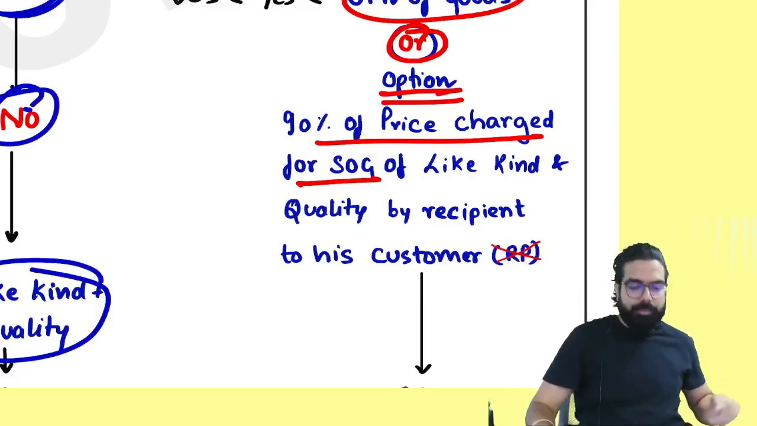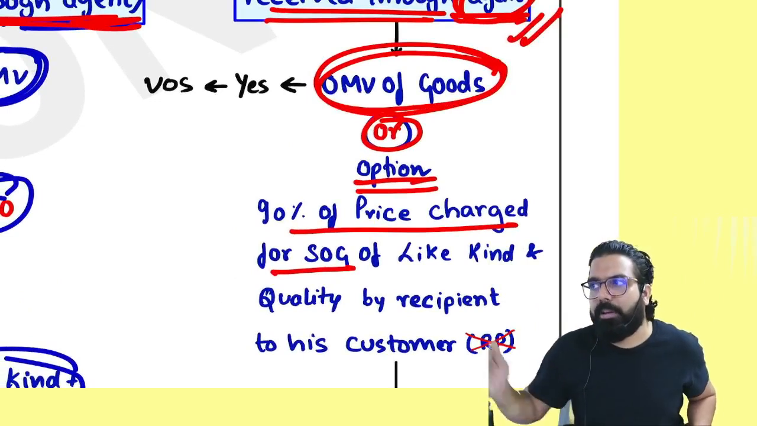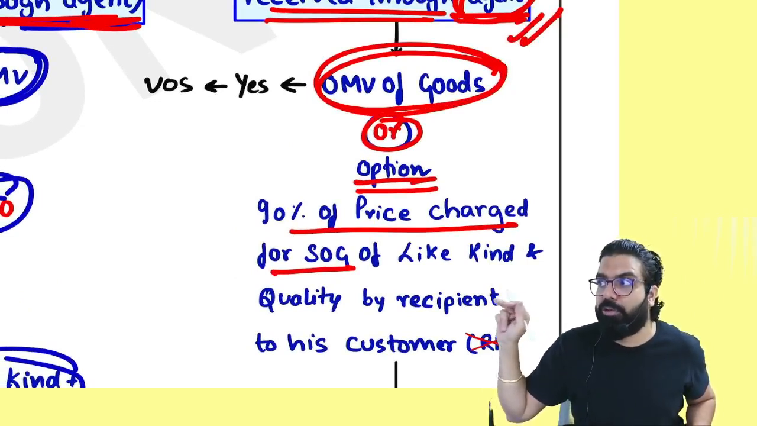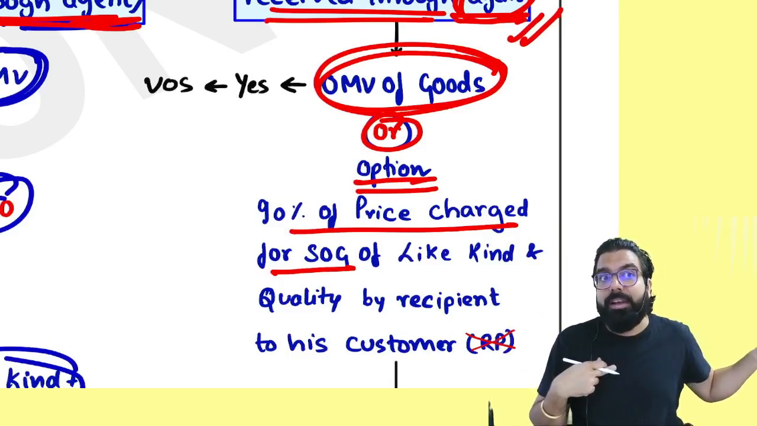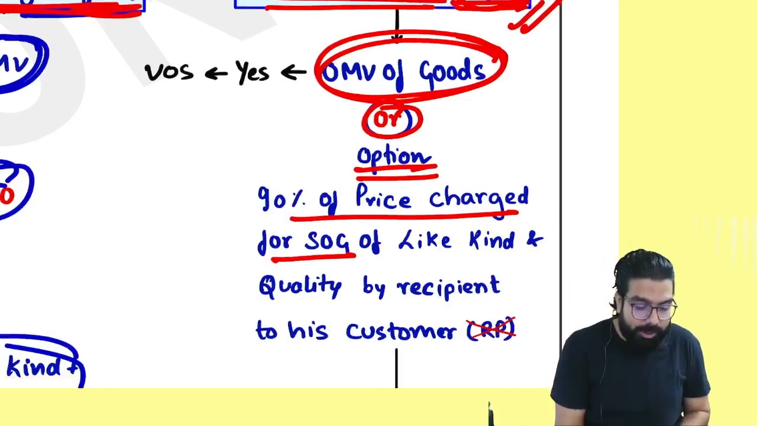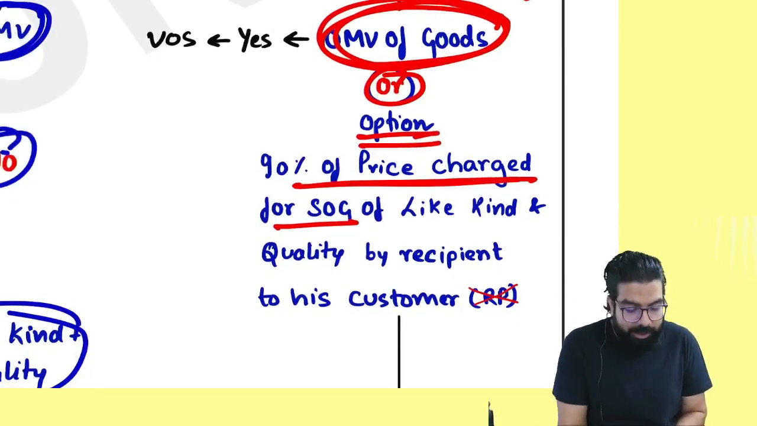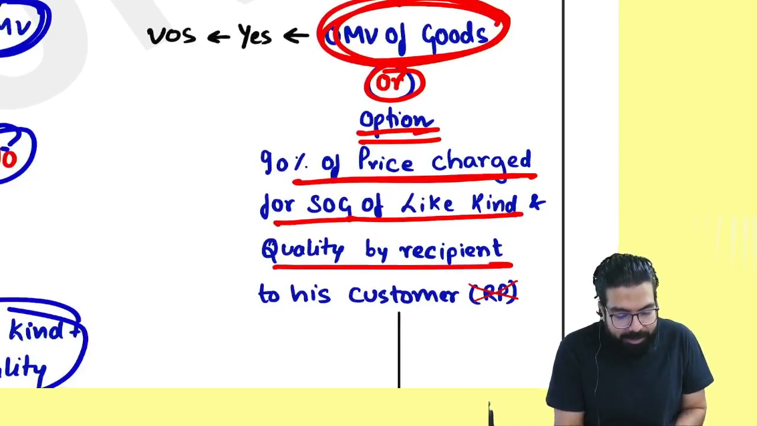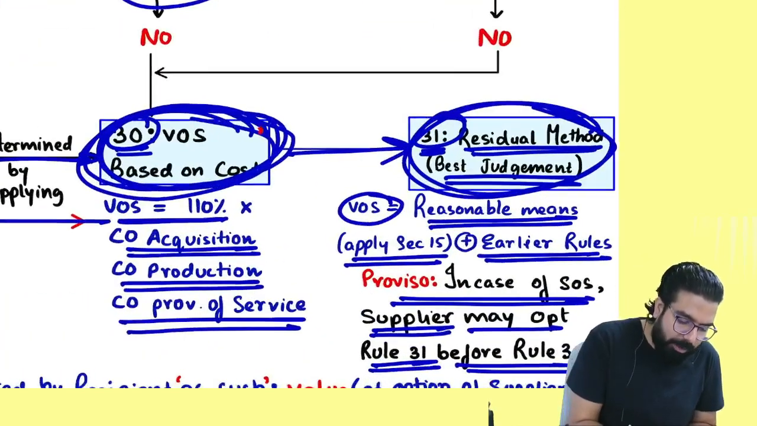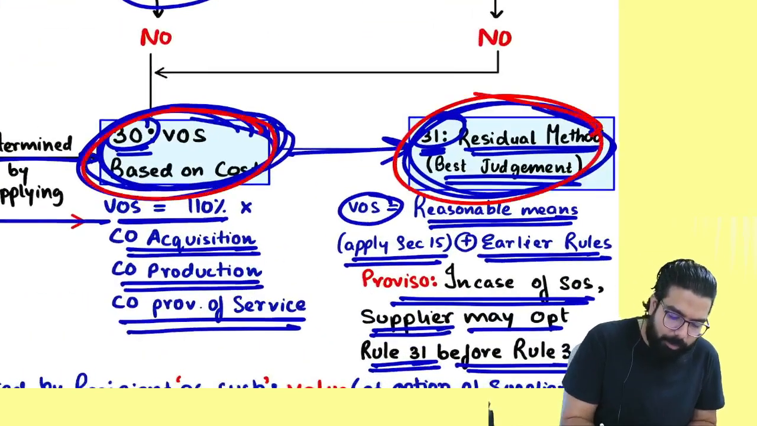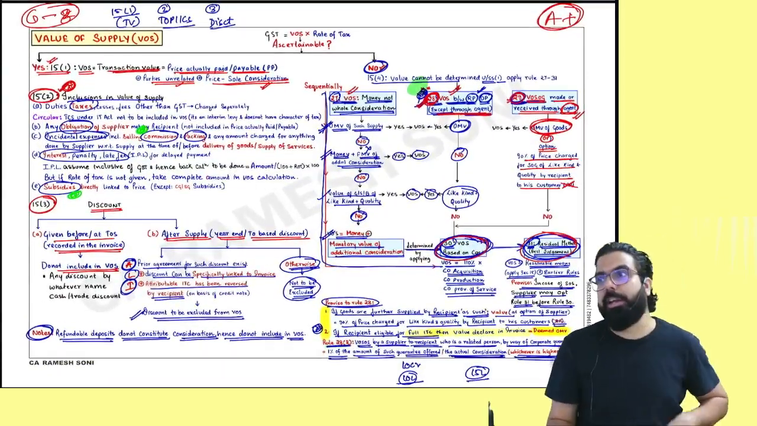It says over here, when the principal supplies to the agent, do you remember? The principal supplying to the agent without consideration is also a supply. Yes, which agent? The agent who issues the invoice in his name. So when the principal supplies to the agent, the value will be what? Open market value, or 90% of the price charged for like kind and quality by the recipient to his customer who is not a related person. If that is not possible, then rule number 30 and then rule number 31. Tell me one thing, everyone. Are we all clear till here?